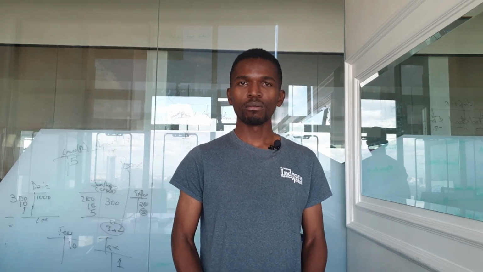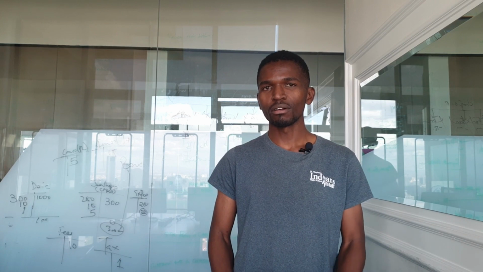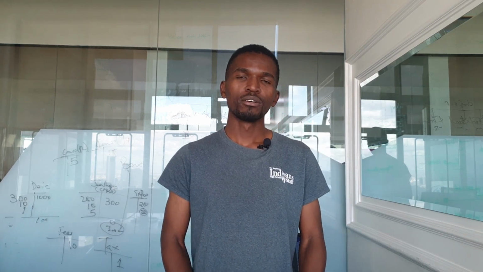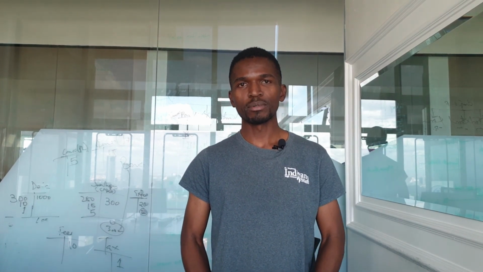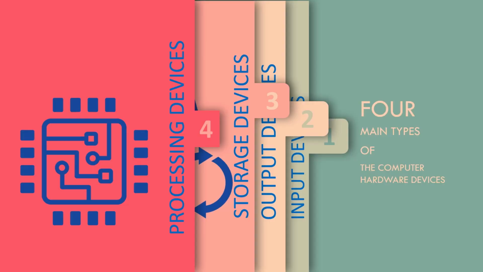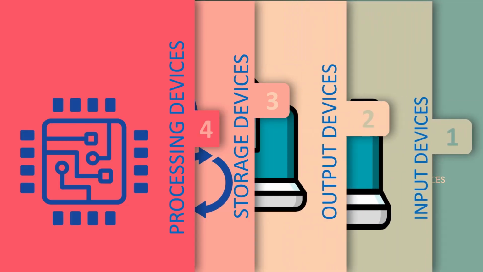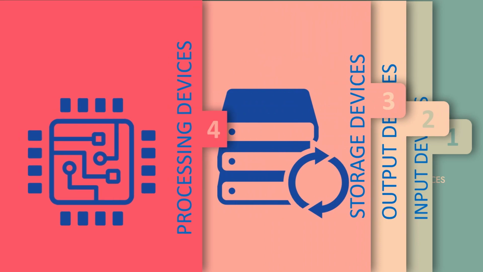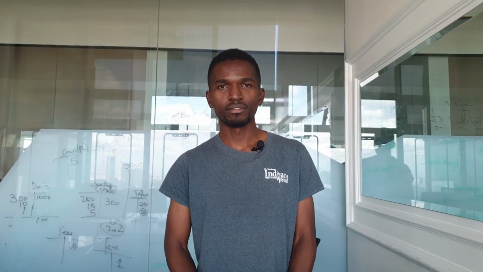So computer hardware comprises a combination of mechanical, electrical, and electronic parts, which are also divided into four main types of computer hardware devices. This includes the input devices, the output devices, the storage devices, and the processing devices.